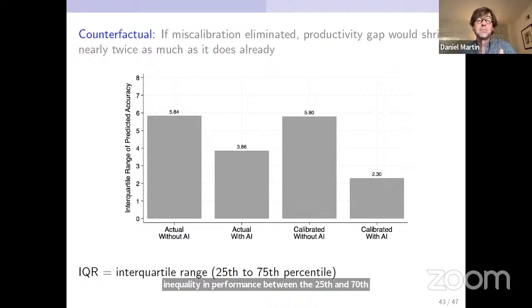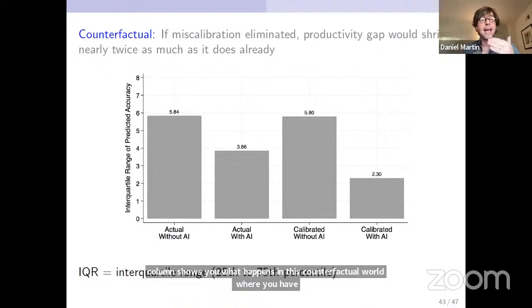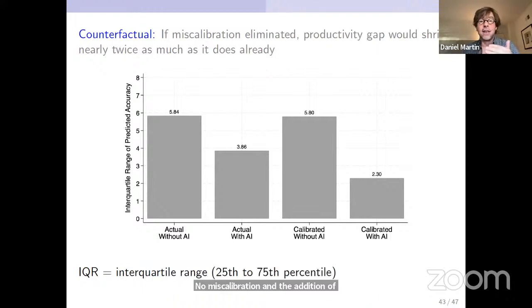But the fourth column shows you what happens in this counterfactual world where you have no miscalibration and the addition of AI. And then AI shrinks that gap in performance inequality even more than it would in our regular world.